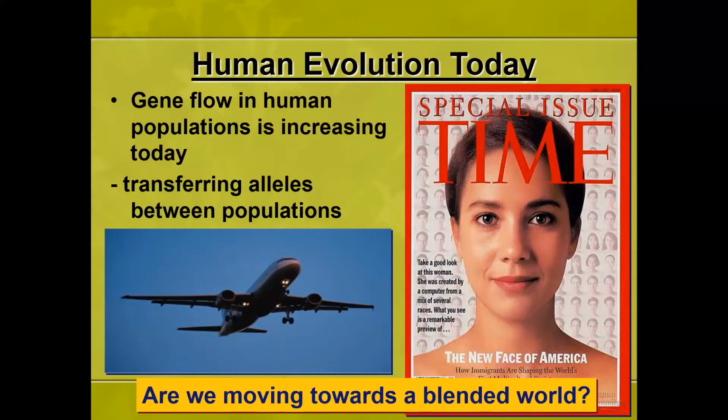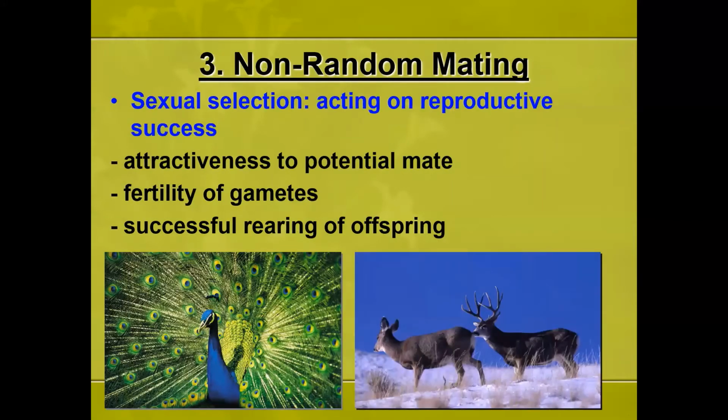So once again, that's gene flow. That definitely can cause populations to change over time. Now, another one is non-random mating, what we call sexual selection. Guys, when it comes to mating, especially when it comes to animals, it's not random. There's a lot of sexual selection. There has to be attractiveness to a potential mate, fertility of gametes, successful rearing of offspring. All these things are what's being considered when it comes to mating.